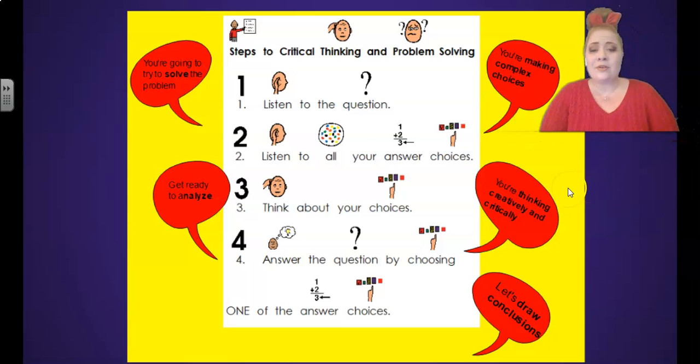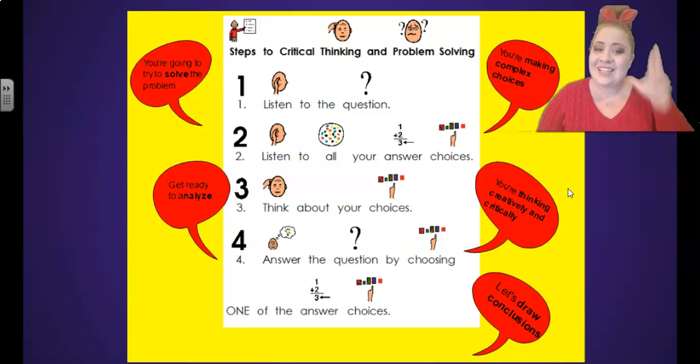Let me give you an example. So I would say, all right, I'm going to ask you some questions, but first, I want us to review our steps to critical thinking and problem solving. Step 1, listen to the question. Step 2, listen to all of your answer choices.